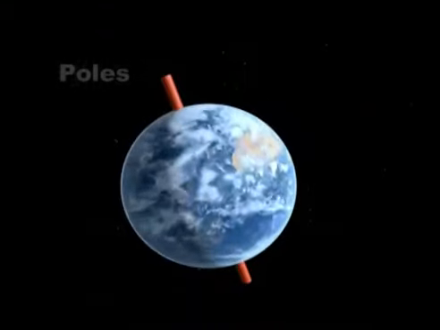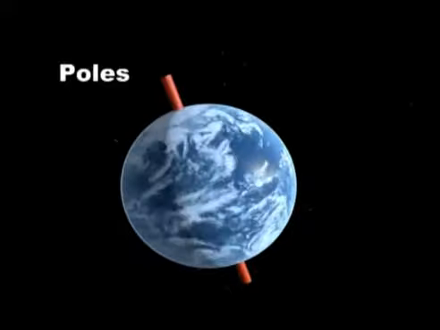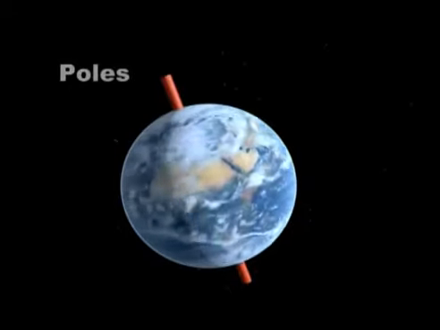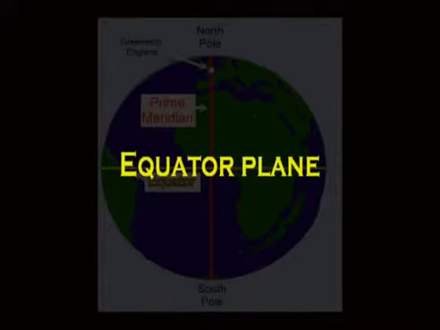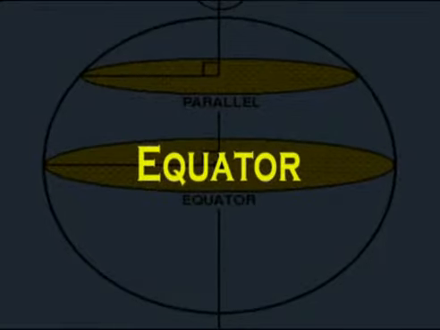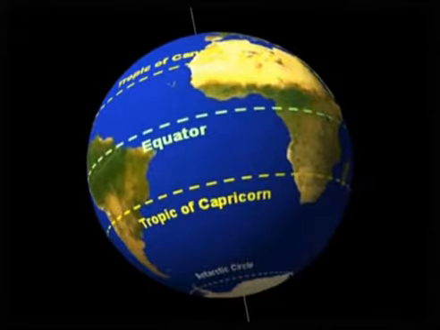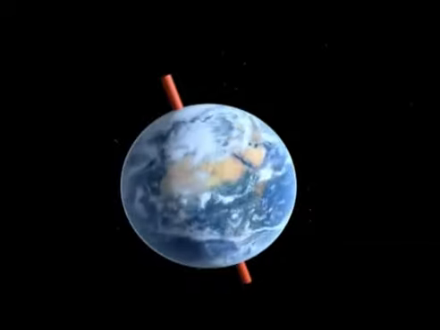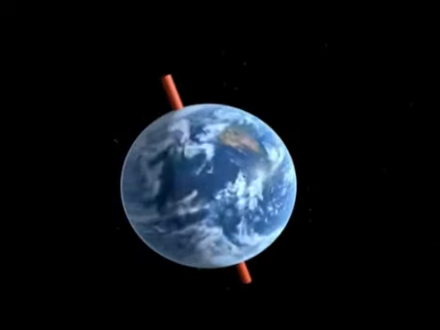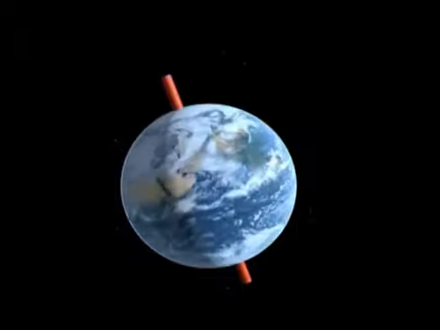Some of the important elements of maps are poles, the intersection of the rotation axis with the ellipsoidal surface. Equatorial plane, the plane that passes through the center of the ellipsoid perpendicular to the rotation axis. Next is equator, the intersection of the equatorial plane with the ellipsoidal surface. It is an imaginary great circle around the earth, everywhere equidistant from the two geographical poles and forming the baseline from which latitude is considered.